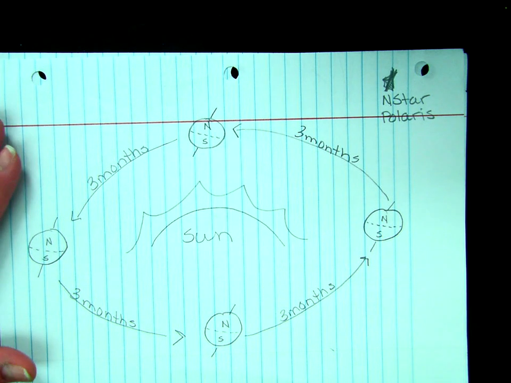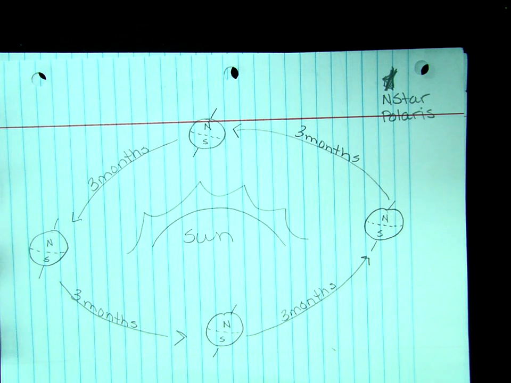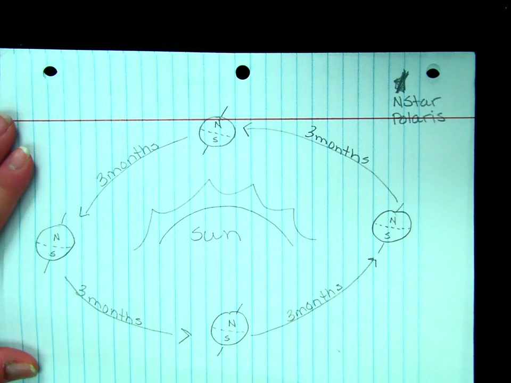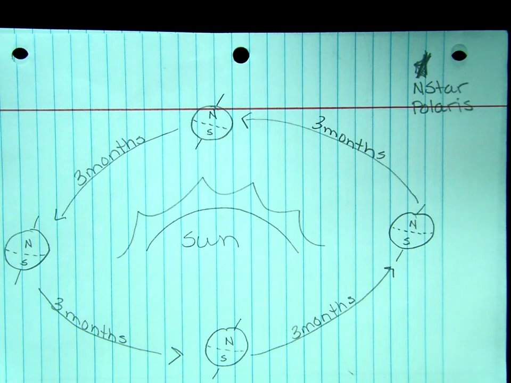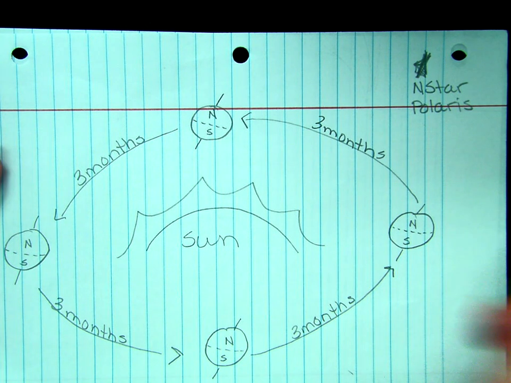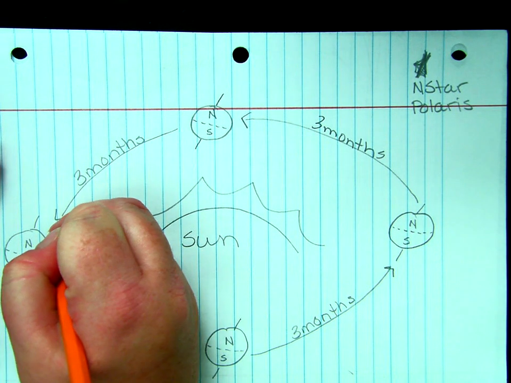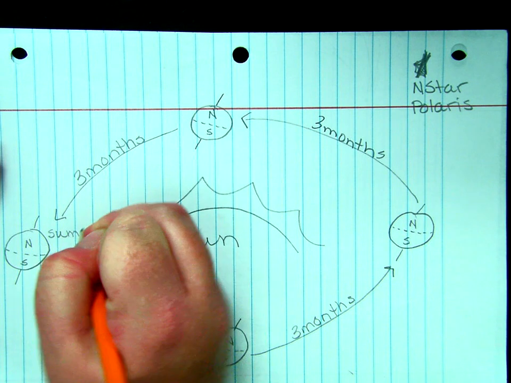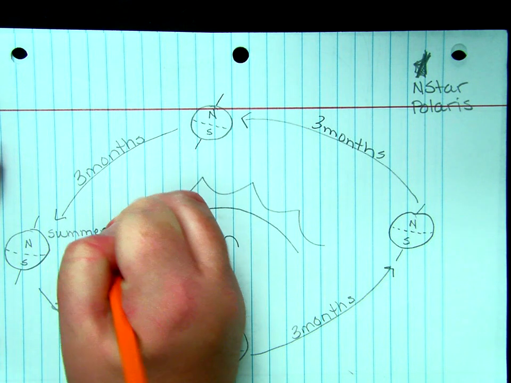Now, let's remember from our lesson, if the Northern Hemisphere is facing the sun, so the tilt of the north is towards the sun, we are having summer. So think about which one of these is going to represent summer for us. And this one right here is going to be our summer. So if you would, write summer up at the top.